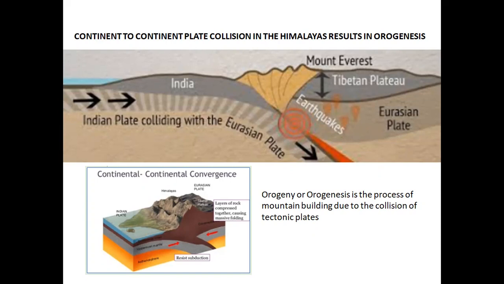And this reads orogeny or orogenesis is the process of mountain building due to the collision of tectonic plates, and one should really say continent to continent plate collision. There are very broad areas of Southeast Asia that are influenced by that current collision.